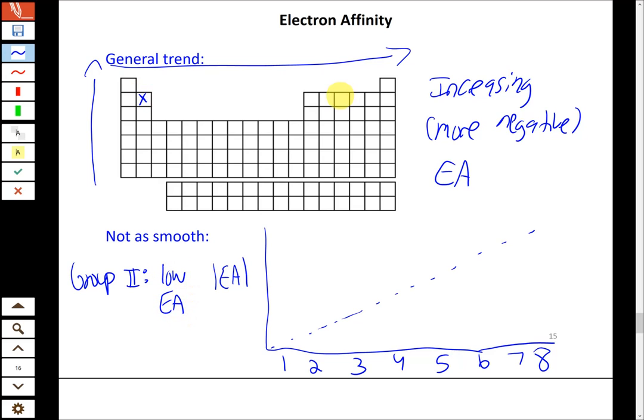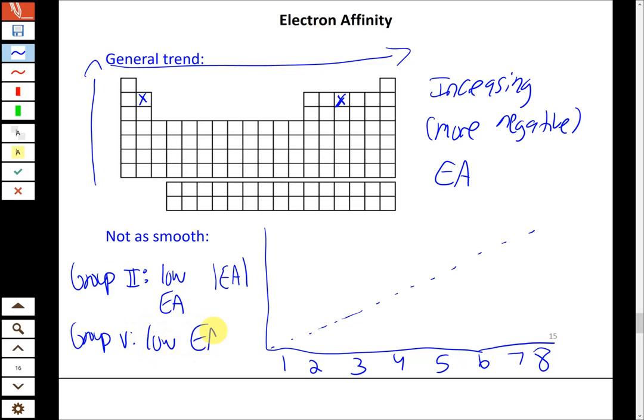And then similarly for group 5, which is that P3 electron configuration, those likewise have low electron affinity because they're happy as P3. That's a relatively stable configuration. So they don't want to lose electrons, which is why they have a high ionization energy, and they also don't want to gain electrons, which is why they have a low electron affinity.